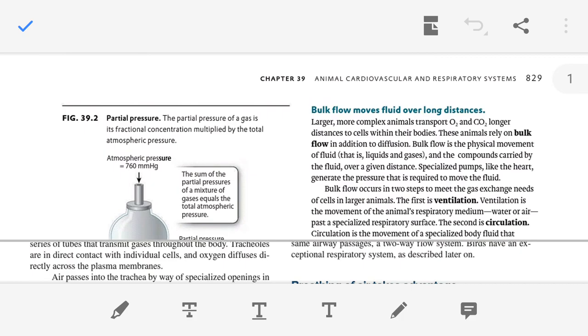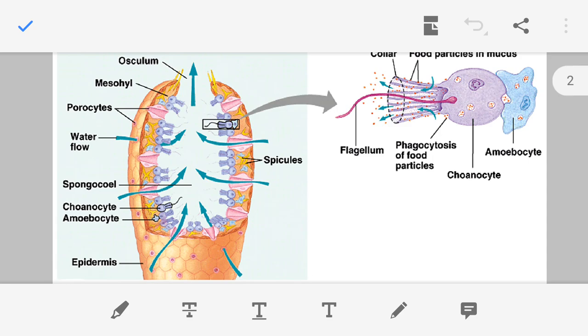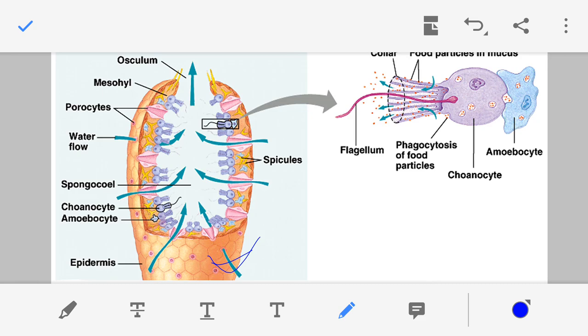Now, the second example. Here in the figure, this is the sponge. The body is shown in cross section. Now, if you observe this figure closely, then you will find on the entire body surface of the sponge, pores are present, and the cells which are present around these pores are known as the porocytes. And there are a variety of cells. For example, this choanocyte cell, these are the main cells.